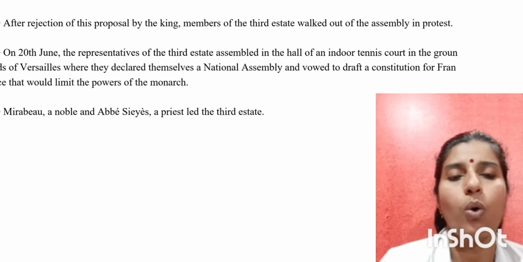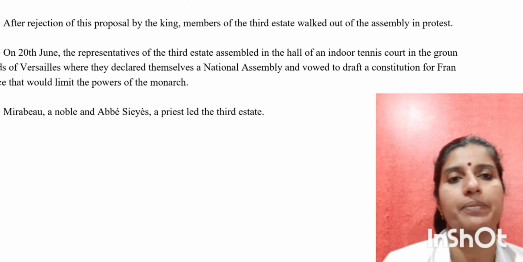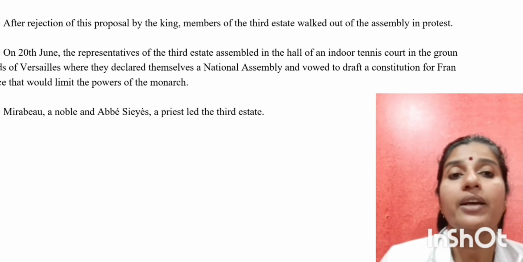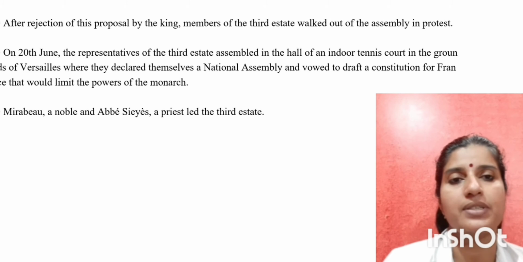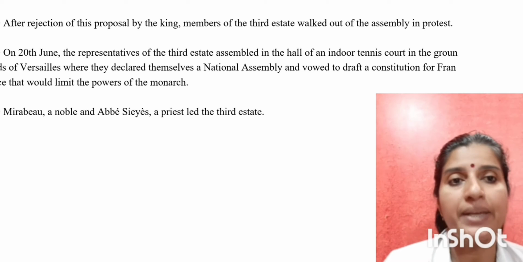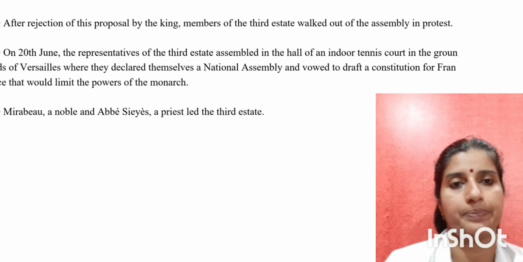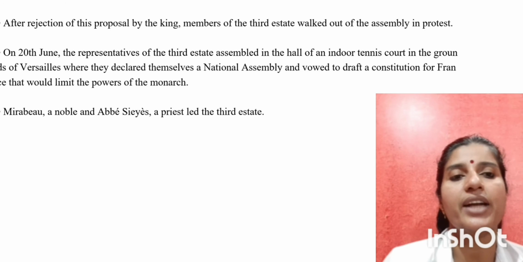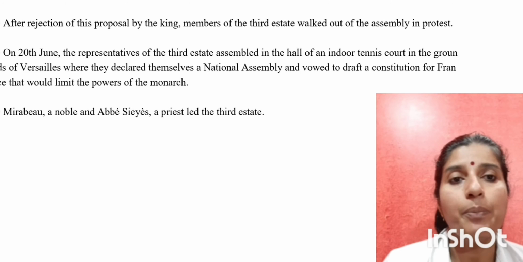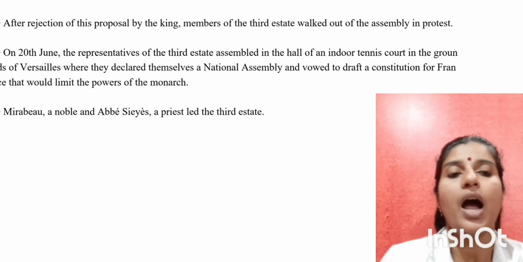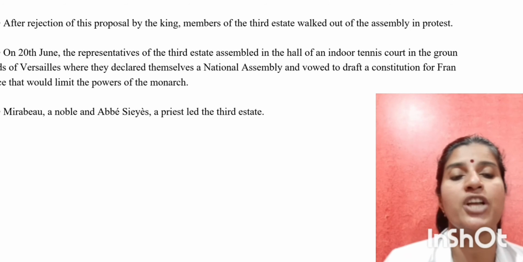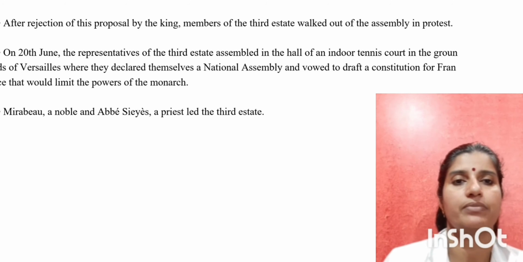So, what was the oath taken by the National Assembly? They swore not to disperse till they had drafted a constitution for France that would limit the powers of the monarch. The leaders of the National Assembly were Mirabeau and Abbé Sieyès. Mirabeau was a noble, Sieyès was a priest. Sieyès wrote an influential pamphlet known as What is the Third Estate?